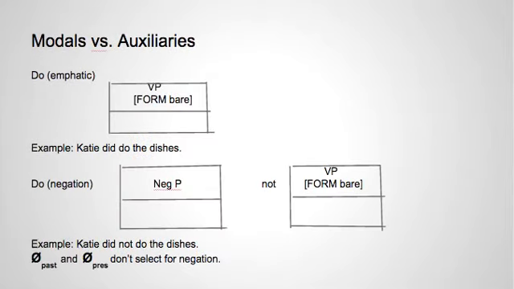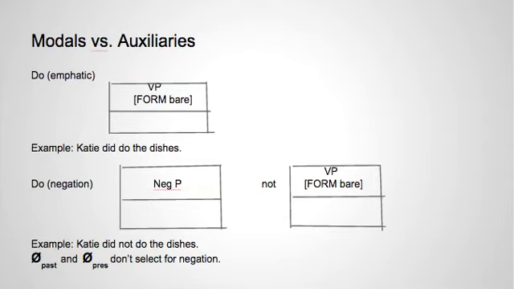For the emphatic form, the verb phrase stays in bare form. Katie did do the dishes. And for the negation form, the verb phrase also stays in bare form. Katie did not do the dishes. So do, which is the verb, still stays in its bare form.